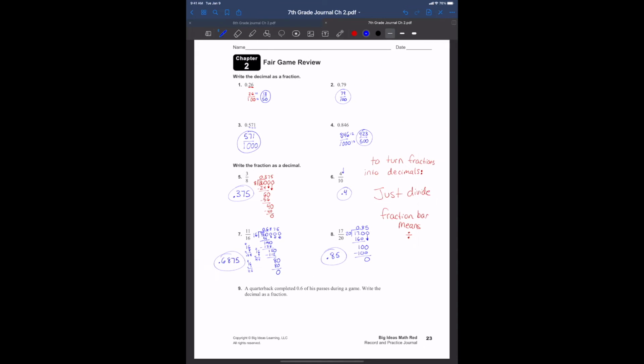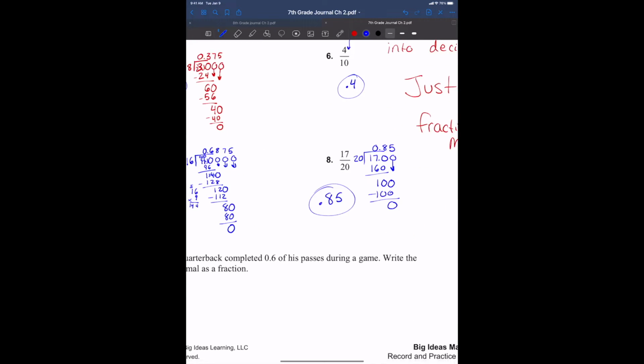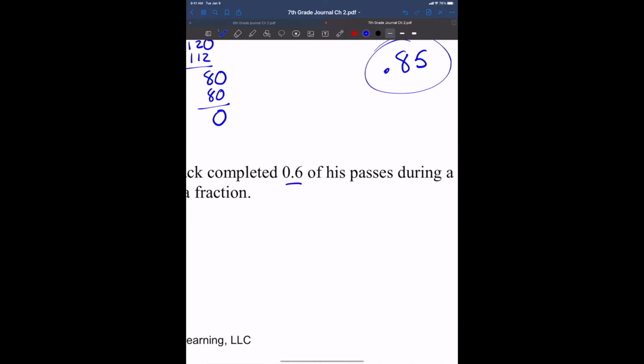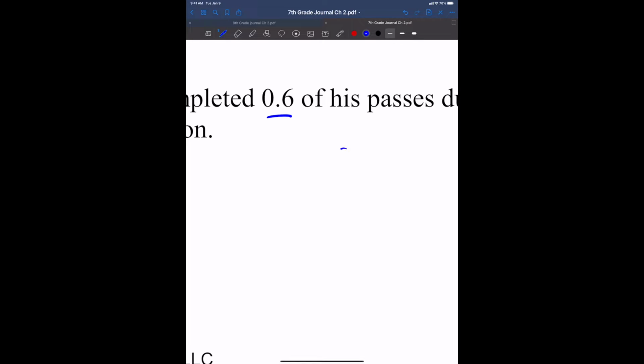That's awesome. Number 9. A quarterback completes 6/10 of his passes during a game. Can you guys write that as a fraction? 6 over 10. Oh, good job. You guys are saying we can reduce.